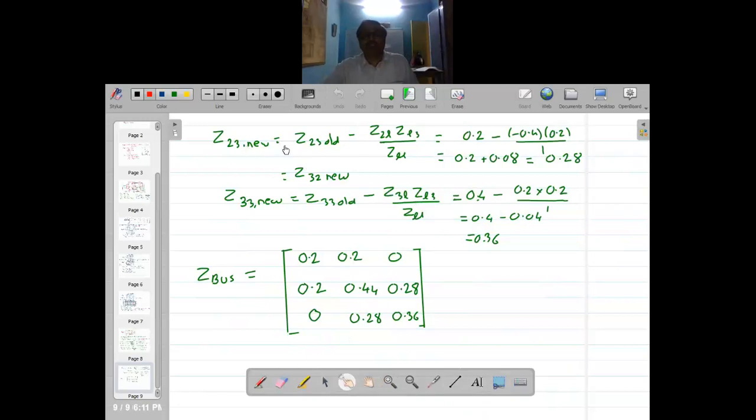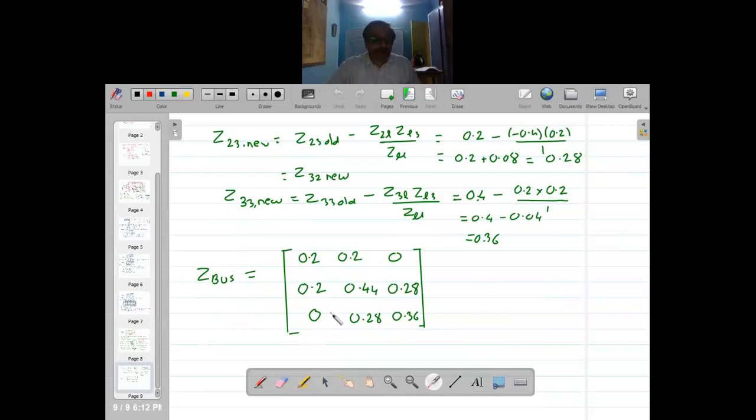Z23 new is equal to Z23 old minus Z2L into ZL3 divided by ZLL. So this becomes 0.28, and then finally Z33. So it is a 3 by 3 matrix where these values are given like this. So Z bus we have evaluated by adding one branch or one link at a time.